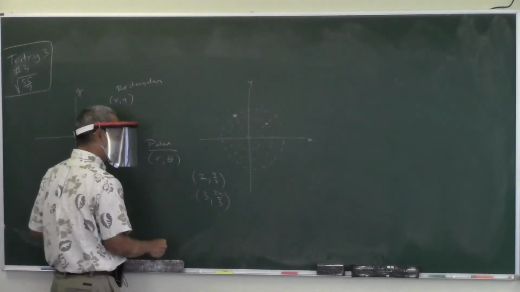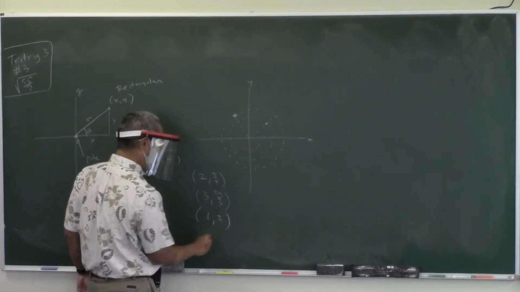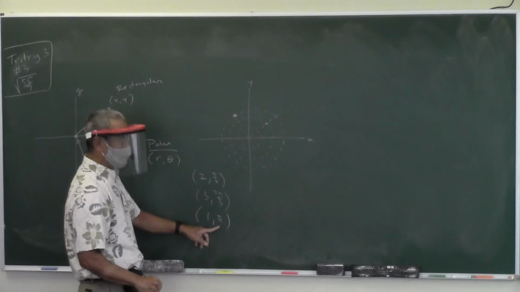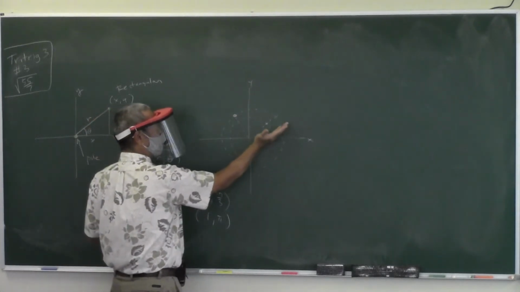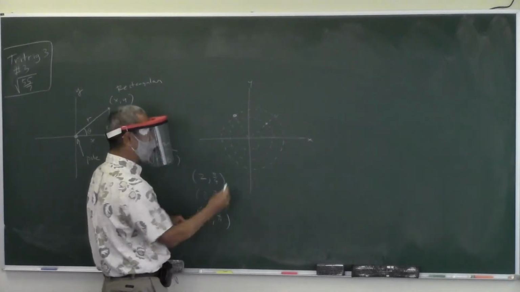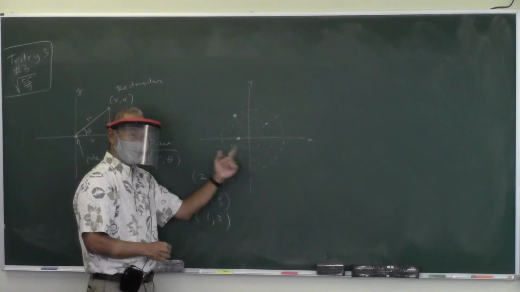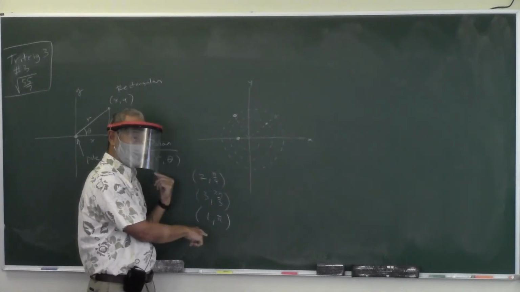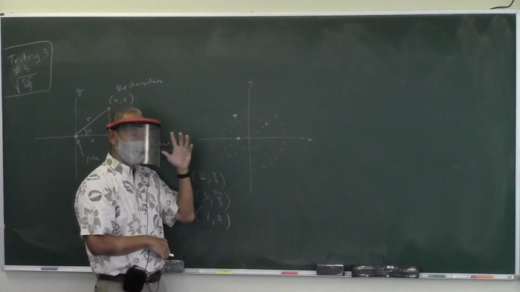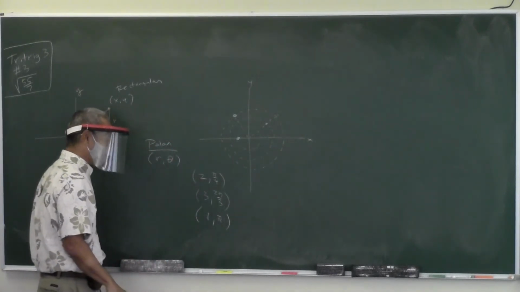Okay, we just keep on doing it till you get it. How about 1 comma pi? Measure an angle of pi, positive pi, so go counterclockwise pi, 180 degrees, that's over here, and then go 1 unit from the origin, boom. See how you go 1 unit in the direction of that angle? So you gotta stop thinking rectangular coordinates, you gotta think polar coordinates now.